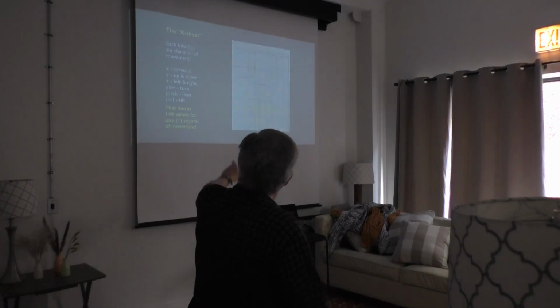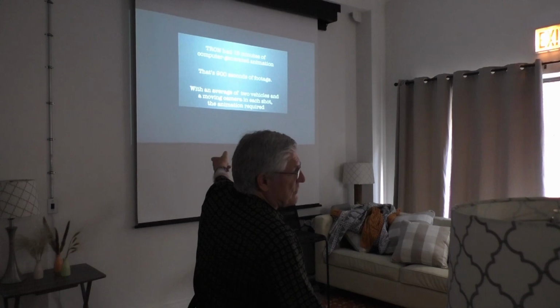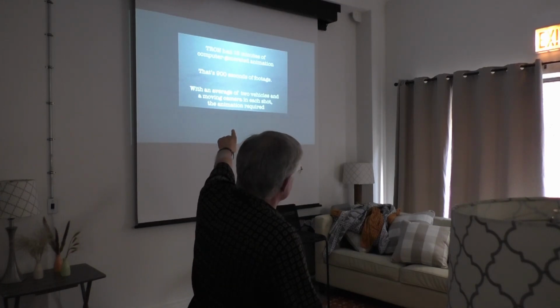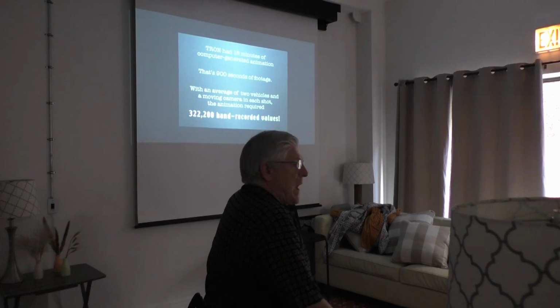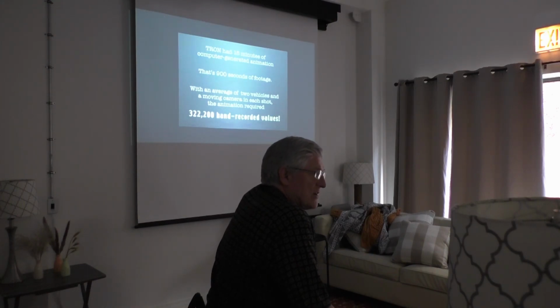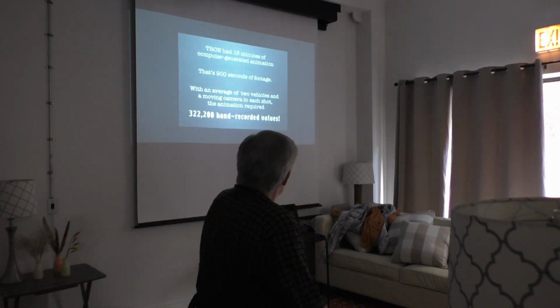Next. So anyway, 144 values per second. So at 15 minutes of computer-generated animation, 900 seconds of footage, with an average of 2 vehicles and a moving camera in each shot, that was 322,000 values we were going to have to hand figure out. And believe me, after like the first week, we were saying, this is freaking nuts.